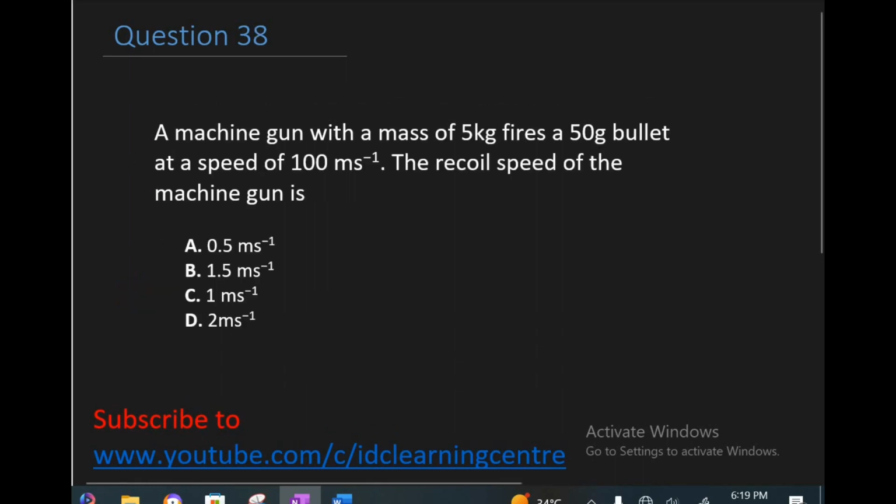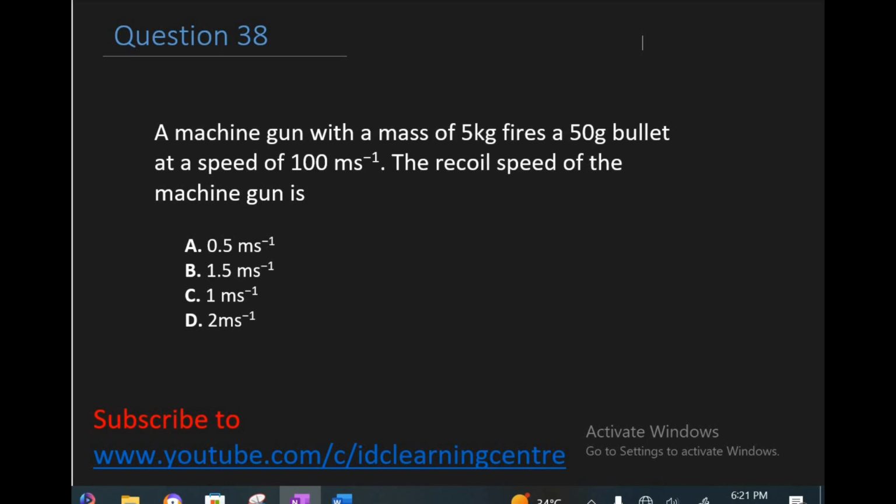Question 38. A machine gun with a mass of 5 kg fires a 50-gram bullet at a speed of 100 meters per second. The recoil speed of the machine gun is dash.